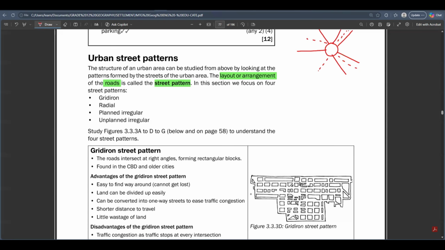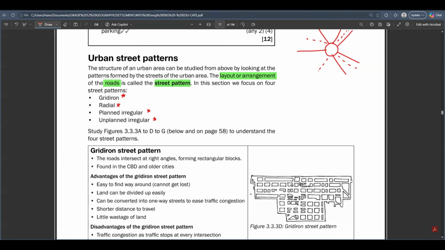So in this section, we'll be focusing on the different street patterns. The first one is known as a gridiron street pattern. The second one is known as a radial street pattern. The third one is known as a planned irregular street pattern. And the fourth one is known as an unplanned irregular street pattern. So these are the four different ways of arranging the roads, or laying out the streets. The street pattern tells us how the streets are arranged or laid out, because it shows the shapes of the roads in your urban area.